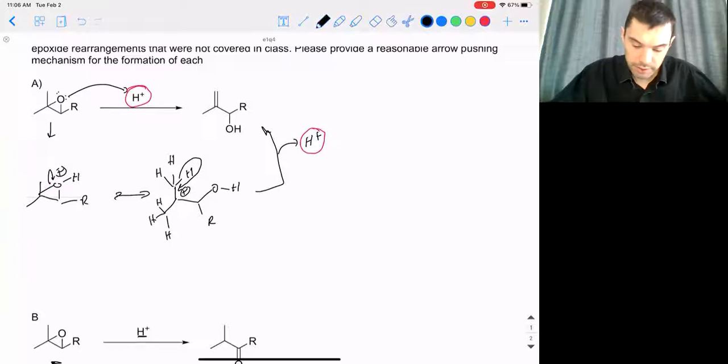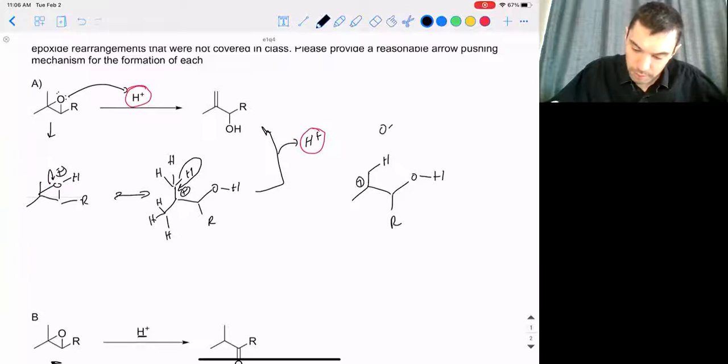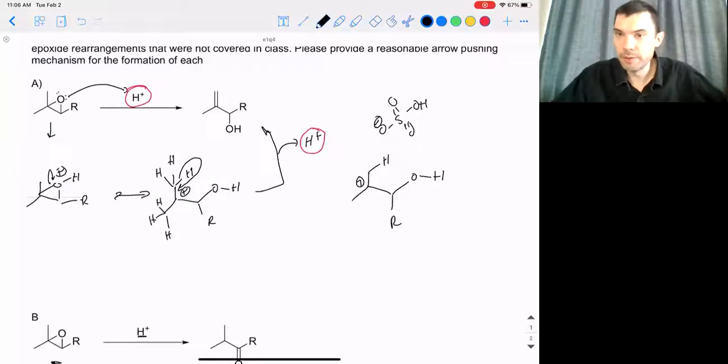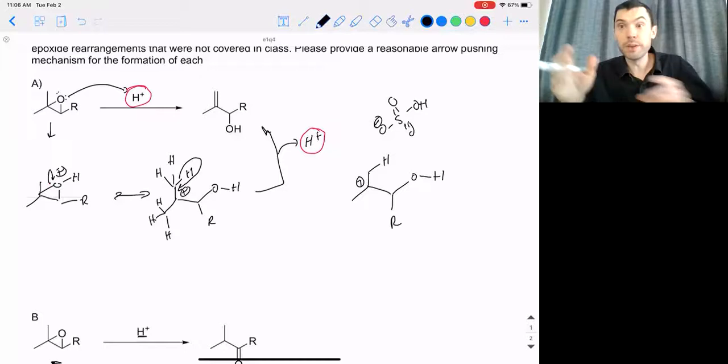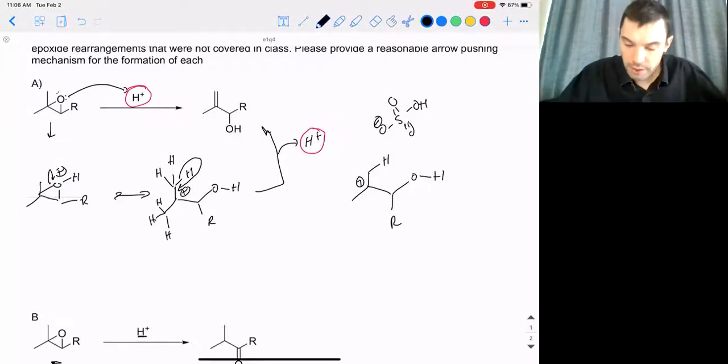I understand a lot of textbooks don't draw it that way, and they might instead draw that deprotonation with bisulfate. And the reason I don't like that is because bisulfate is actually a terrible base. So remember, the strongest acids have the weakest conjugate bases. And in this case, this is a pretty crummy base. So it always makes me uncomfortable to use that crummy of a base.